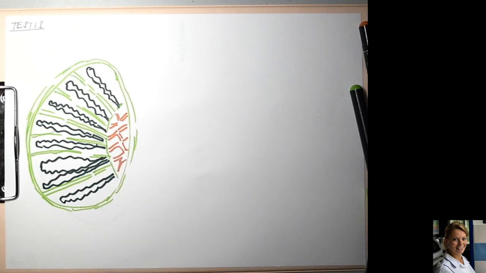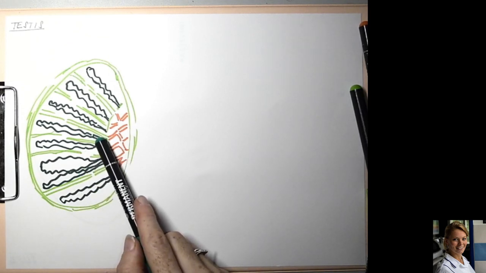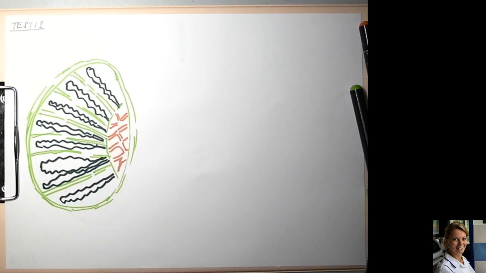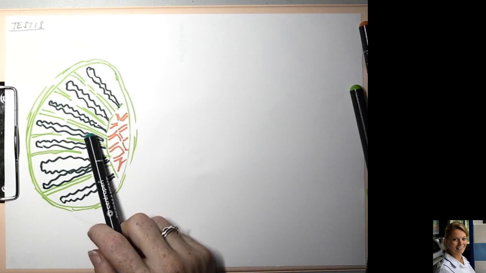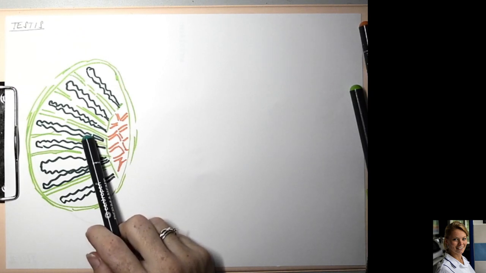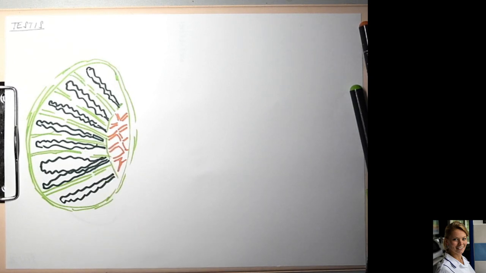The seminiferous tubules lead to short, straight tubules, tubuli recti testis, here. The initial part is lined with a layer of Sertoli cells without spermatogenic cells, but the majority of the tubuli recti testis is lined with simple cuboidal epithelium, which continues into the rete testis.